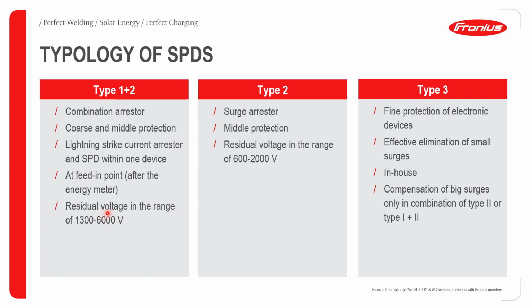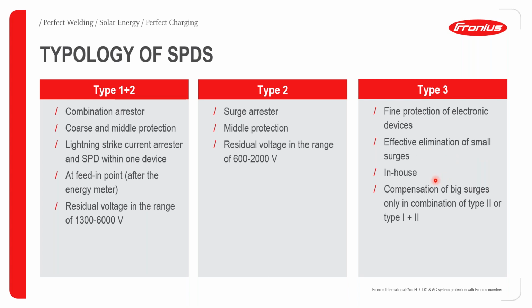And in terms of the voltage range, the type 1 plus 2 SPDs can handle a voltage from around 1,300 to 6,000 volts. When it comes to type 2 surge arrestor, this offers middle protection. So it's like the next grade of protection from the type 1 plus 2. And in terms of the residual voltage, this can withstand voltages from about 600 to 2,000 volts.